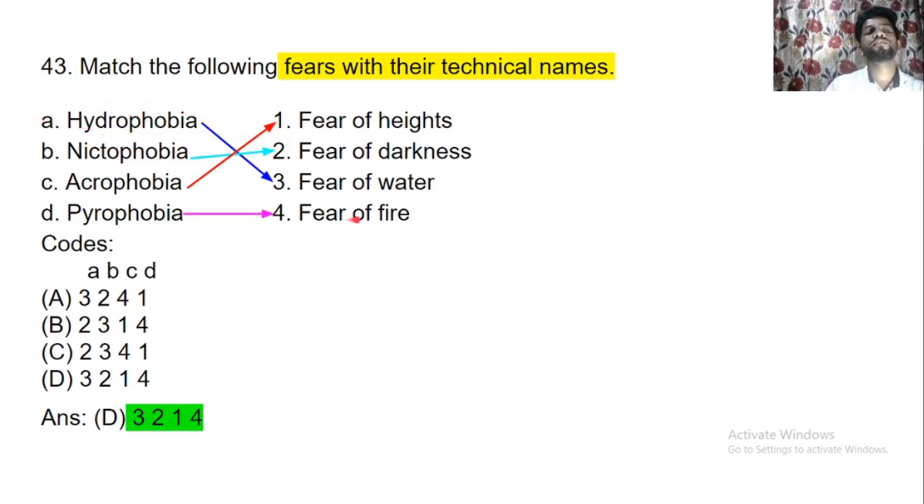Hydrophobia, that is the fear of water. Hydro means water, so fear of water. Nyctophobia, that is related to darkness. Acrophobia means high, relating to fear of heights. And pyrophobia, that is fear of fire. So this will be your correct sequence.